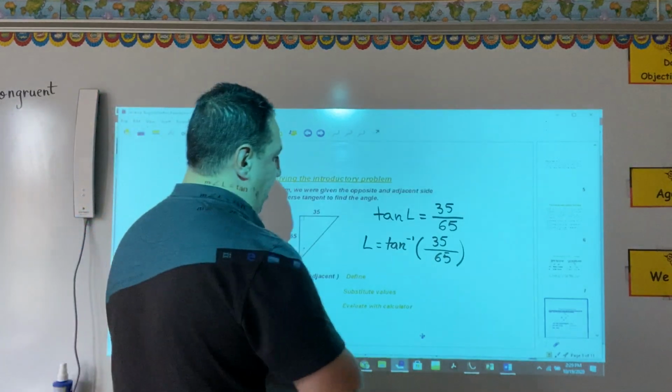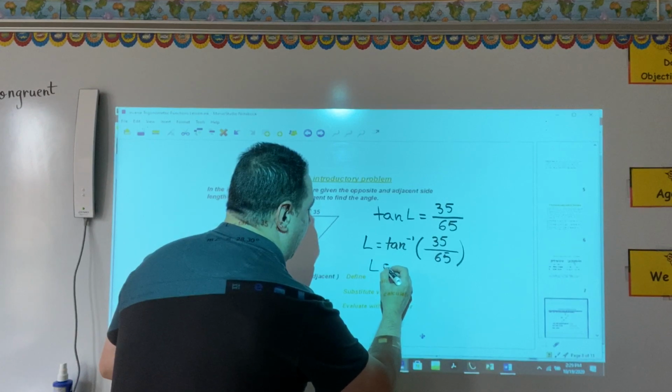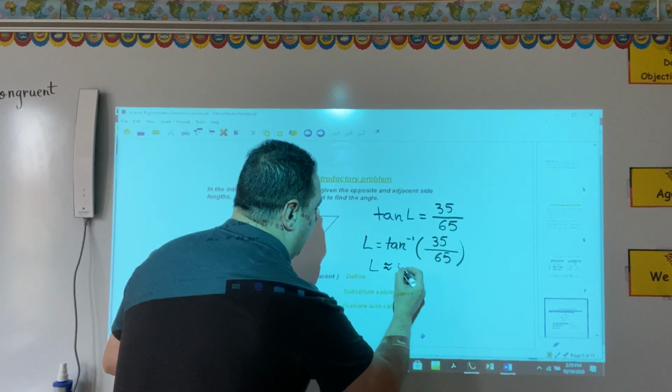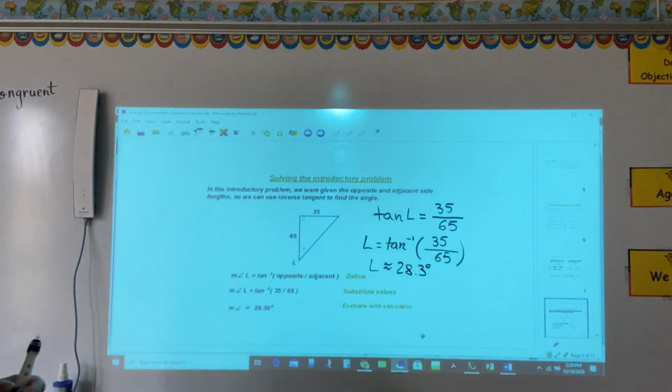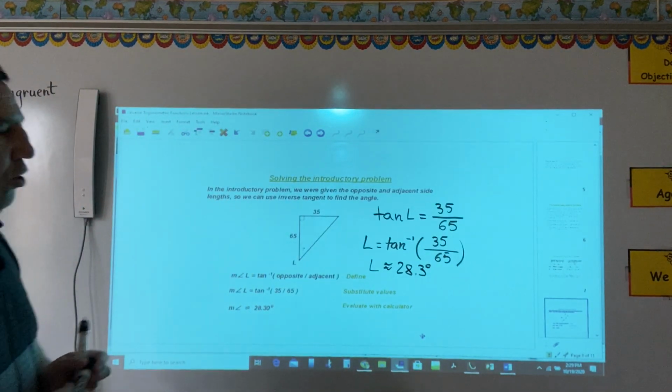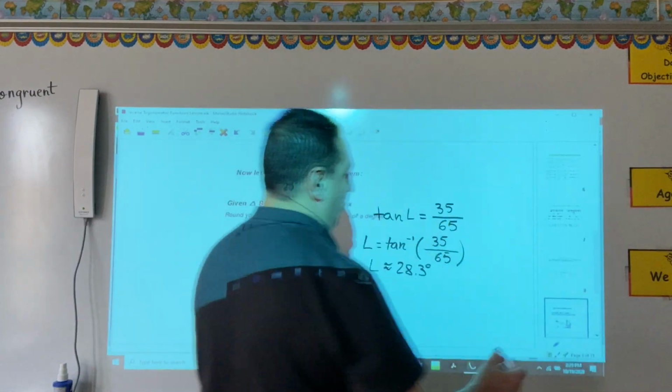Yes, so the angle L would be approximately 28.3 degrees. Good. Let's have a few applications, problems with inverse of trigonometric ratio.